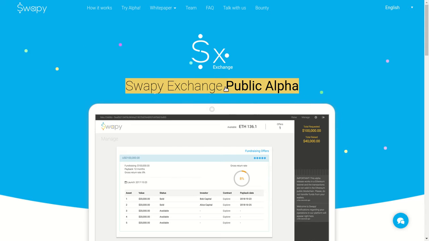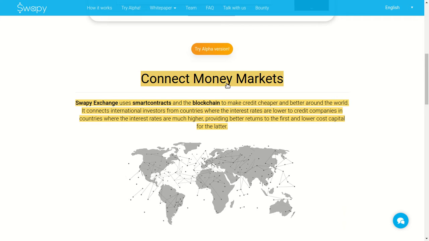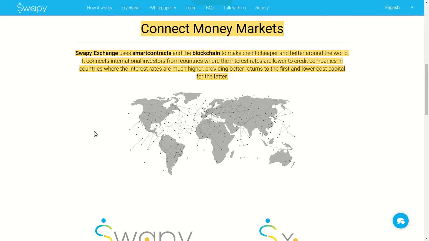Now the Swapy Exchange public alpha is available to test. Connect money markets. Swapy Exchange uses smart contracts and the blockchain to make credit cheaper and better around the world. It connects international investors from countries where the interest rates are lower to credit companies in countries where the interest rates are much higher, providing better returns to the first and lower cost capital for the latter.